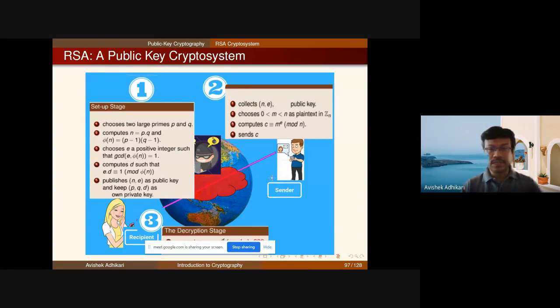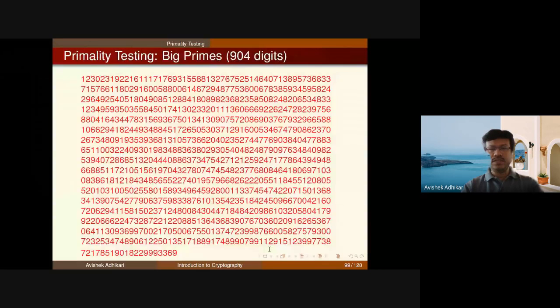In our previous classes, we have talked about public key crypto systems, and mostly we have seen two different ones, namely the RSA public key crypto system as well as the ElGamal public key crypto system. In both of these schemes, we have already seen that we need big primes. So how big are they? They should be reasonably big, maybe of this order. It contains 904 digits.